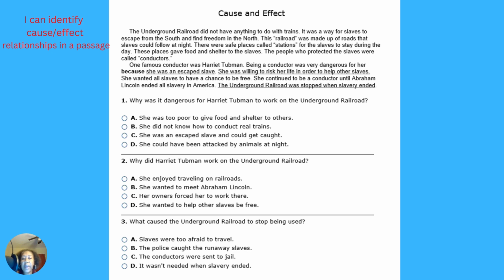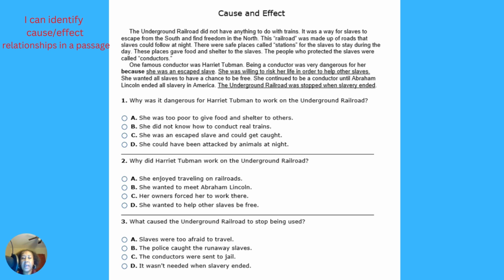Because if we go back up to the passage where we read, let's go back. One famous conductor was Harriet Tubman. Being a conductor was very dangerous for her because, key word, looks like I've seen that word before. Looks like that's a cause and effect relationship. Because she was an escaped slave. She was willing to risk her life in order to help other slaves. She was an escaped slave and could get caught. C is the answer. Now, if you answer C, then you understand cause and effect relationship.